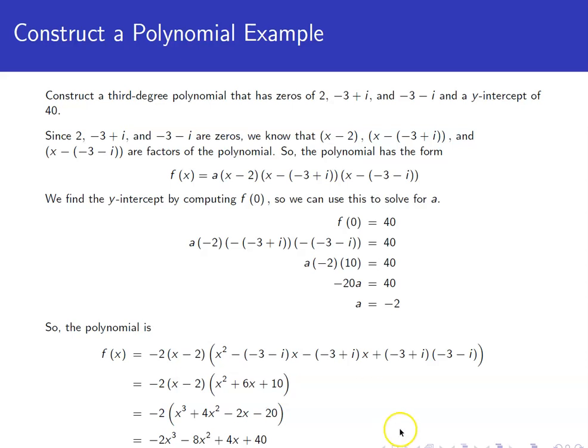So our polynomial has to be -2 times x minus 2, and then here I'm just trying to distribute out what's going on. I'm distributing out the x minus (-3 plus i) and x minus (-3 minus i). So we do that, we get x squared, that's where that term's coming from, minus (-3 plus i)x, minus (-3 minus i)x. I did that one first and then that one, doesn't matter. And then plus (-3 plus i) times (-3 minus i). If you simplify all of this out, you'll get x squared plus 6x plus 10. Multiply through by the x minus 2, and then finally multiply through by the -2.